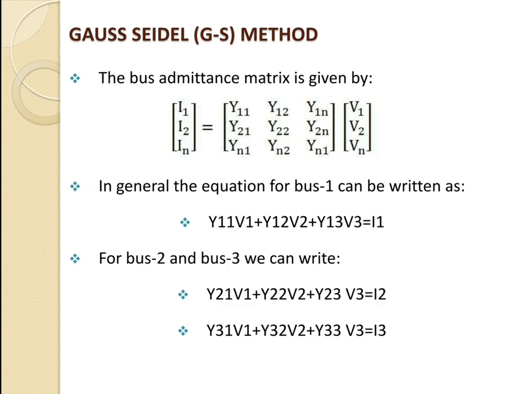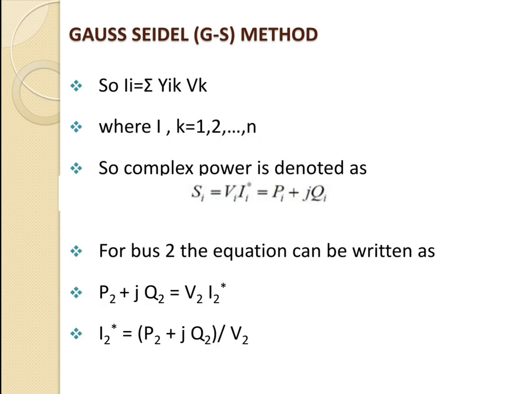So this is regarding the equations for bus numbers 1, 2 and 3, as there are 3 buses connected in the power system. So in general, we write the equation Ii = summation of Yik Vk, where k = 1 to n. The general expression of the complex power, we write the equation S = P + jQ, or Si = Vi Ii*, which is equal to Pi + jQi.